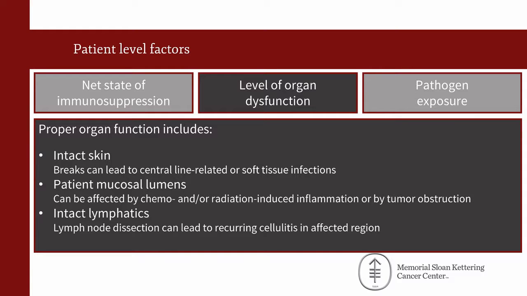Breaks in the skin due to vascular access devices, radiation damage, or surgical incisions can lead to central line-related infections or skin and soft tissue infections. Mucosal lumens can be affected either by chemo and/or radiation-induced inflammation, such as mucositis or typhlitis, or by tumor obstruction. Finally, lymph node dissection can lead to recurring episodes of cellulitis in the affected region.